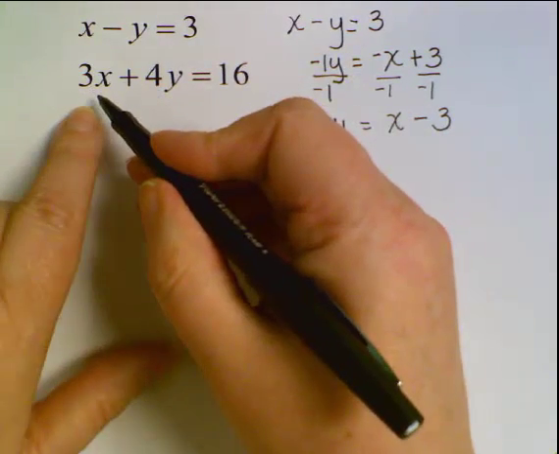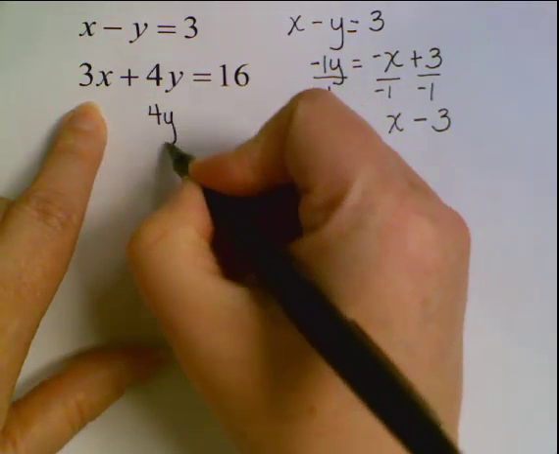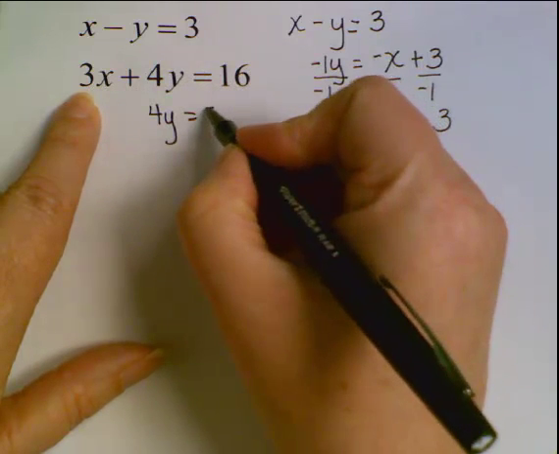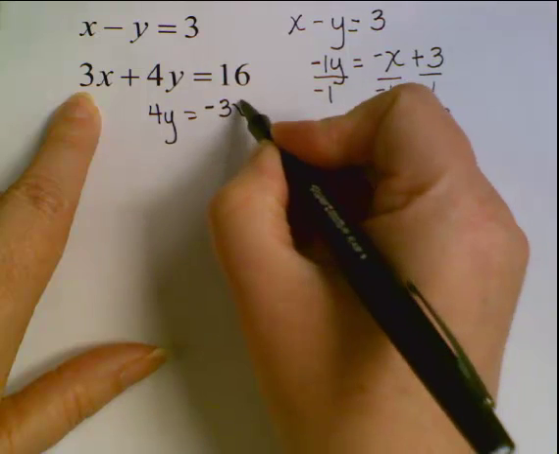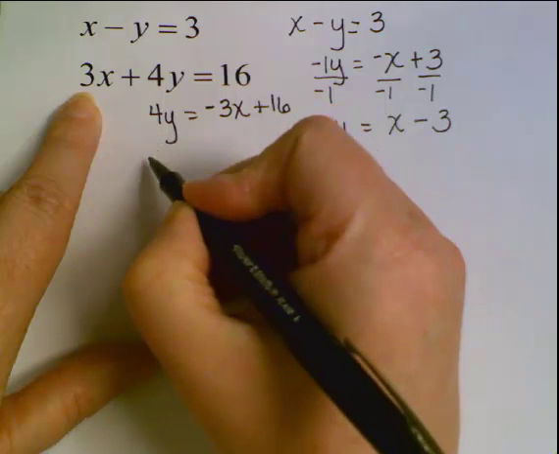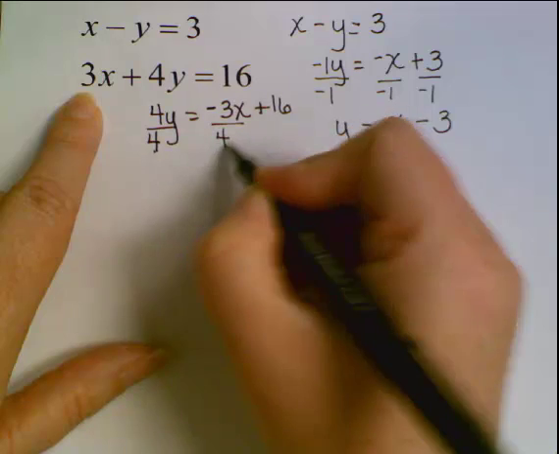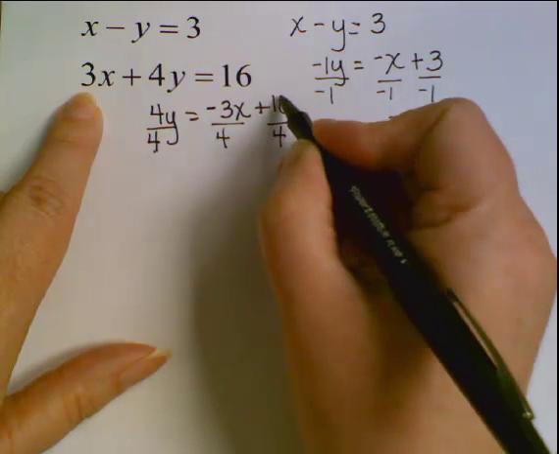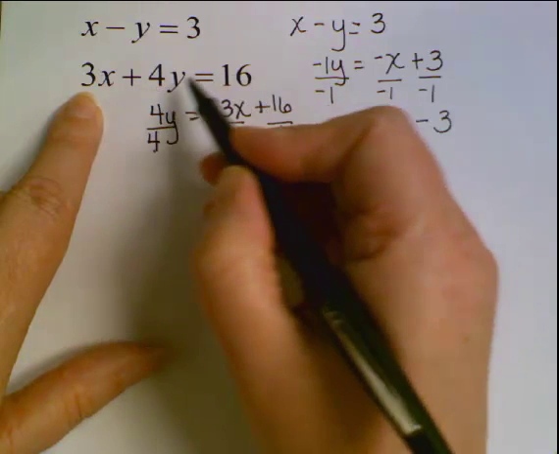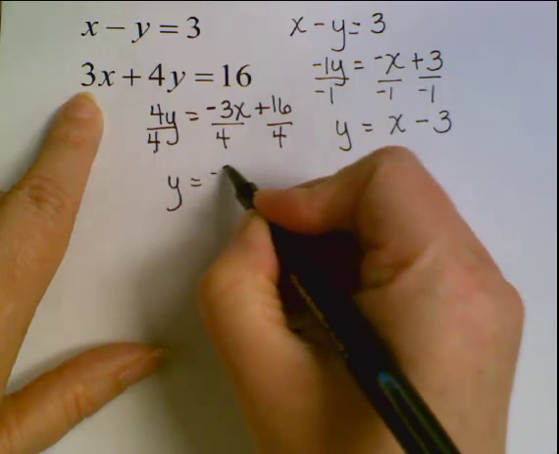Then I have this equation here, and I'm going to also solve it. I'm going to bring down the 4y. The 3x needs to move to the other side of the equals, becomes a negative 3x plus 16. Bring down a division by 4 because we want the y by itself. And again, notice the 16 is going to end up being divided by 4, which gives us a nice number and makes it very easy to divide and solve for y.